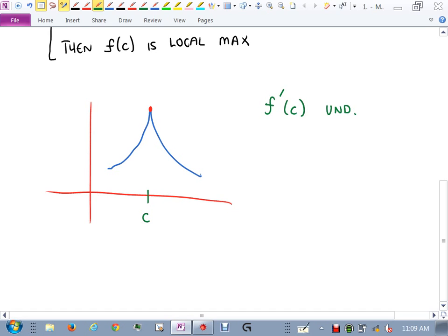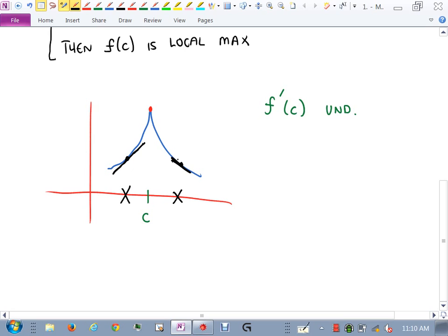Then what you could do, if you know that your derivative is undefined somewhere, is pick some test points to the left and to the right of that point and check what the derivative is there. What's the derivative at this left point? It's a positive number because you have a positive slope, right? And then the derivative over here would be a negative number.